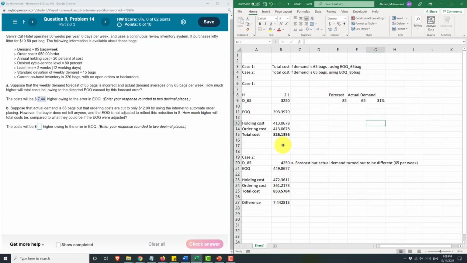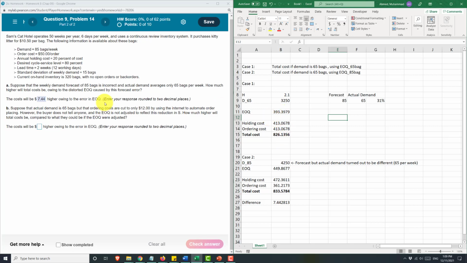So what that tells us is EOQ is pretty robust. Even if you have some idea of demand, you don't know demand exactly, and you calculate EOQ based on your idea, and actual demand turns out to be different, your total cost is not going to increase that much by even a relatively moderate sized or a large forecast error. So that is very good.